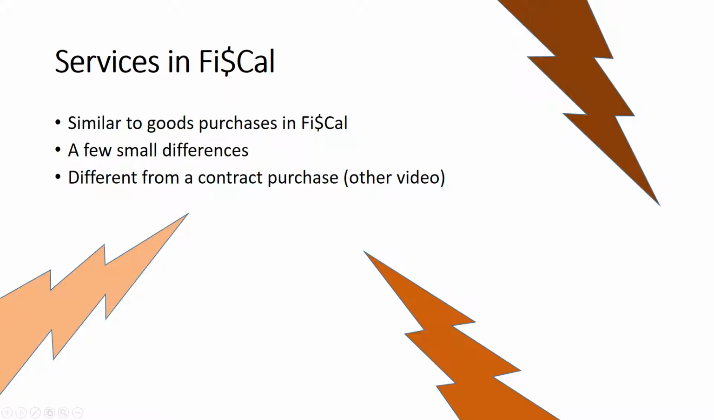Making a purchase order for a service is similar to making a purchase order for goods. There are just a few small but critical differences that this video will cover. Note that this video might not apply entirely to a service purchased through a contract, such as for recurring janitorial services. See the video about linking a contract or LPA to your purchase for more information.